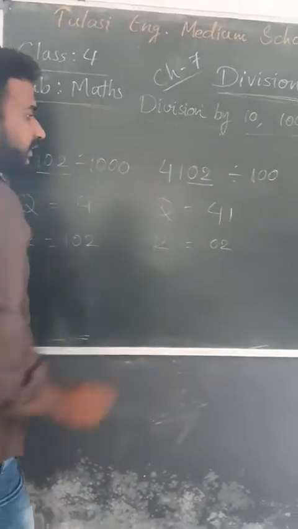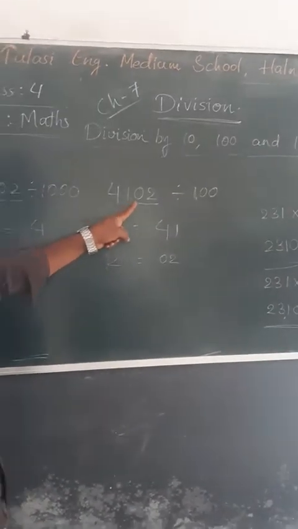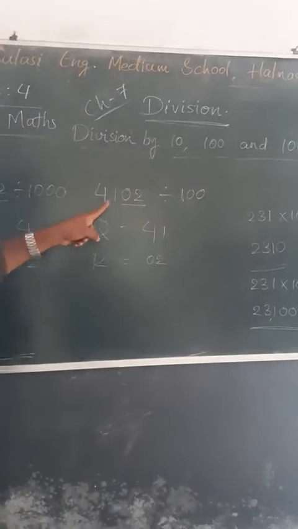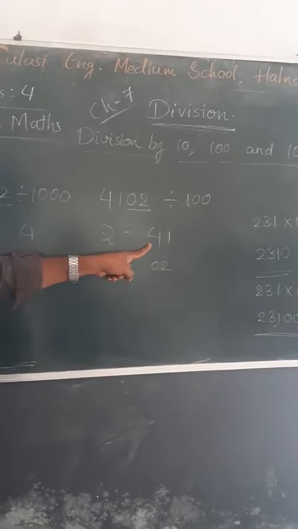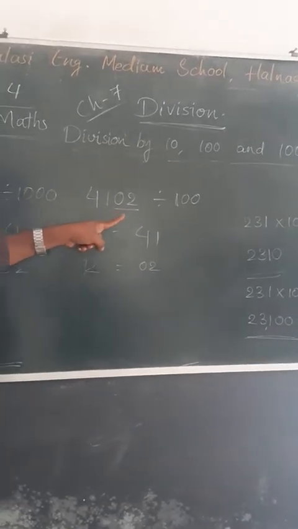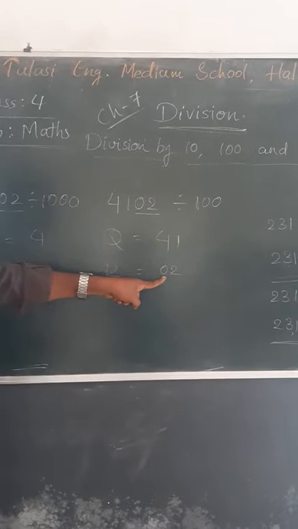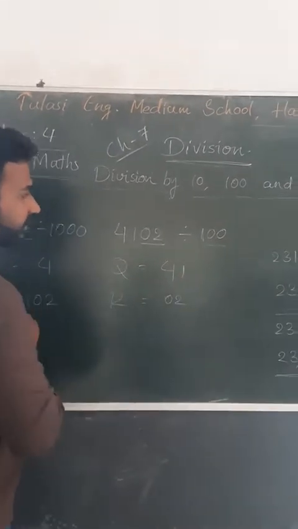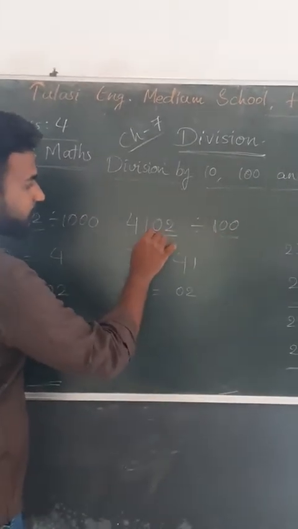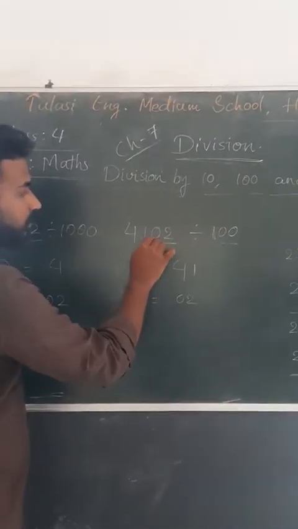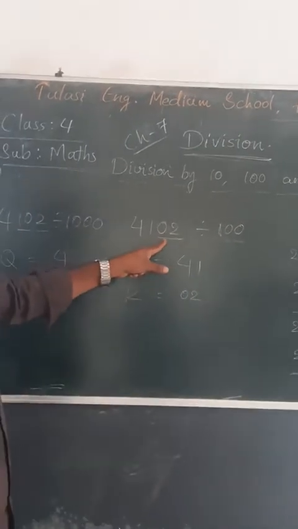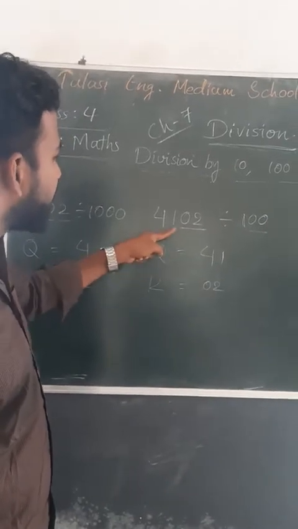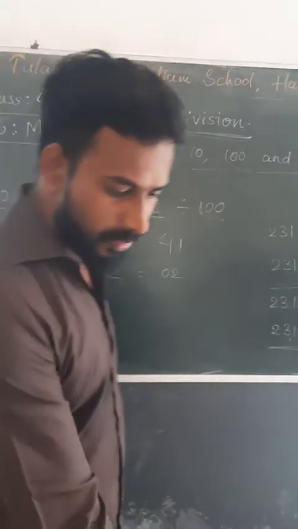So in case of 100, 4102 by 100. 100 goes in this number 41 times, leaving 2 as remainder. So you have to find the number of zeros here. 2 zeros are there, so 2 places, and you have to remove 2 digits from the right side as remainder. You have to leave it as remainder, and the remaining digits will be the quotient.